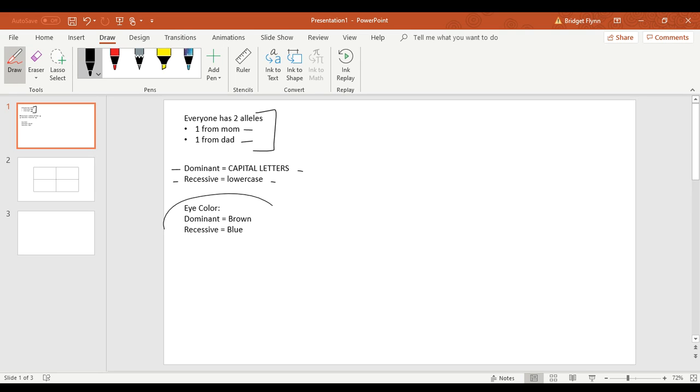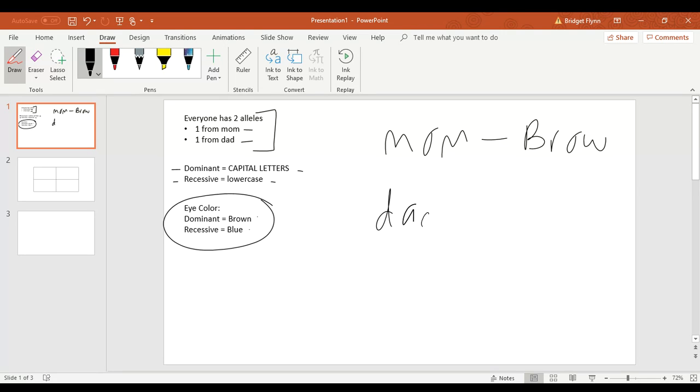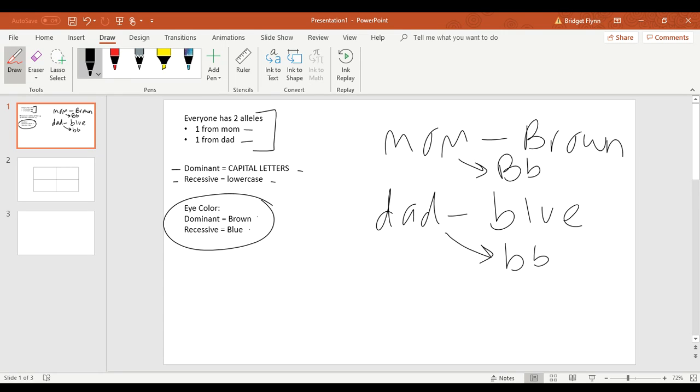We're going to be using eye color for this specific one, and remember that dominant is brown and recessive is blue. So, we're going to say that mom has brown eyes, and dad has blue eyes. Mom is going to be a carrier, so she is going to have a big B for brown and a little b because she's a carrier. Dad has blue eyes, so he's going to have little b and little b, both recessive.